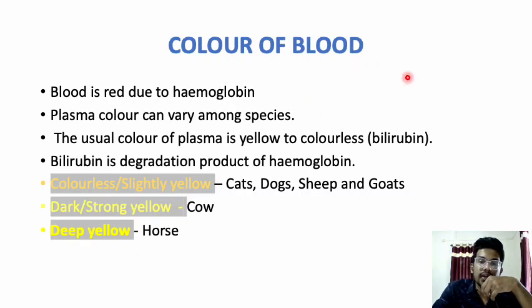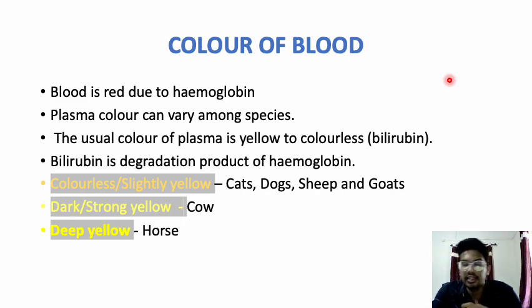The color of the blood. In every mammal, the color of the blood is red. That is also true with birds and reptiles. The blood is red due to the presence of hemoglobin. But the color of the plasma can vary between various species. The usual color of plasma is yellow to colorless.